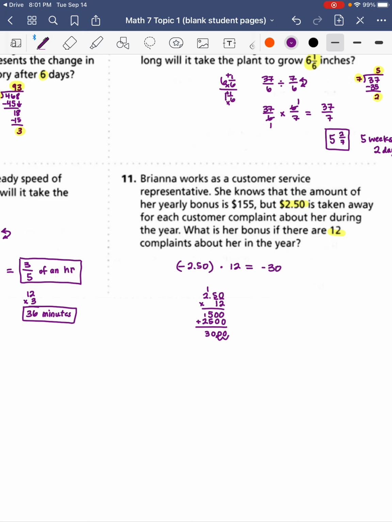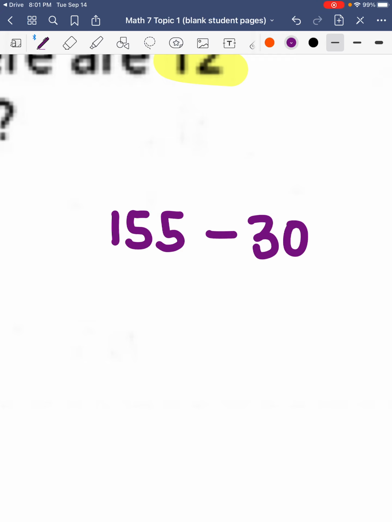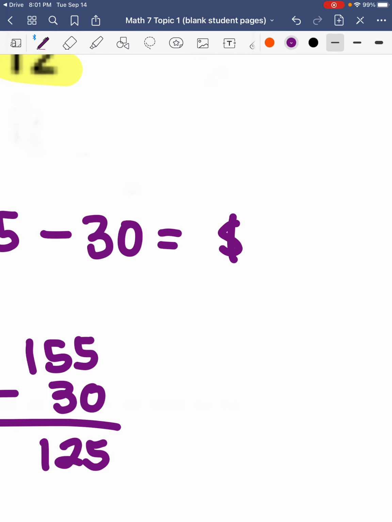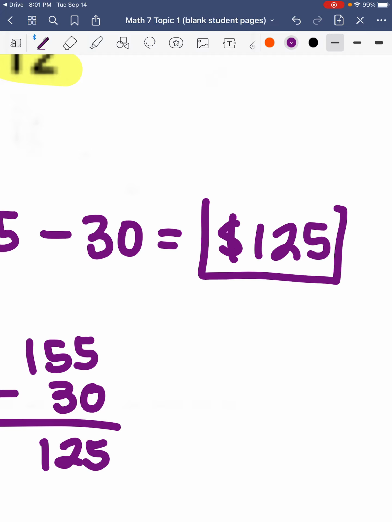Now, we're trying to figure out what is her bonus. So we have to start with the base bonus, which is $155, and then subtract 30. So we have 155 minus 30, and that's going to tell us how much her bonus is. So I'll put the bigger number on top, the smaller number on the bottom. 5 minus 0 is 5. 5 minus 3 is 2. Bring down my 1. So her bonus is going to be $125.